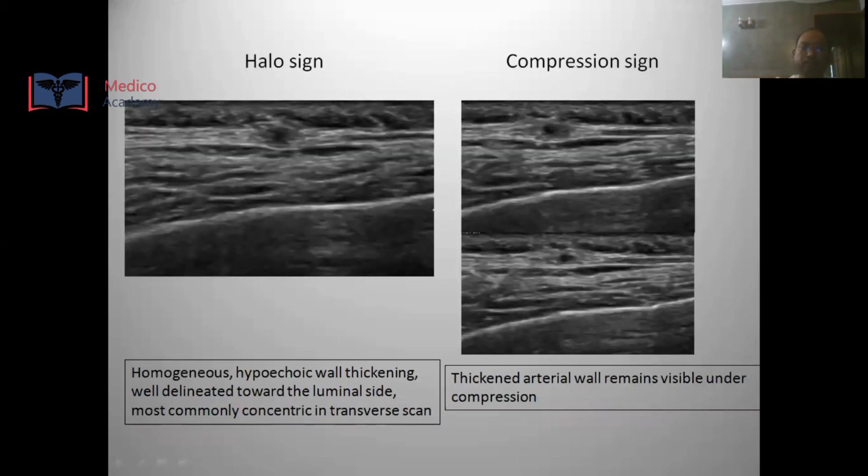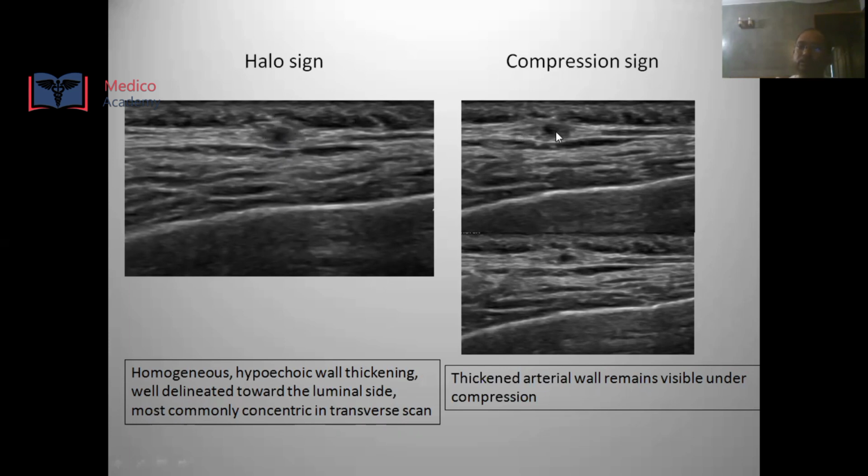I would like to emphasize the Doppler of the superficial temporal artery, because this inflammation of the artery, which we call temporal arteritis, is sometimes associated with connective tissue disorders as well as inflammatory arthritis. There are a few signs to diagnose this. The two important signs are the halo sign and the compression sign. The halo sign is the inflammation of the wall of the superficial temporal artery, which we are seeing in the short axis view. The wall of the artery is not well defined and there is edema.